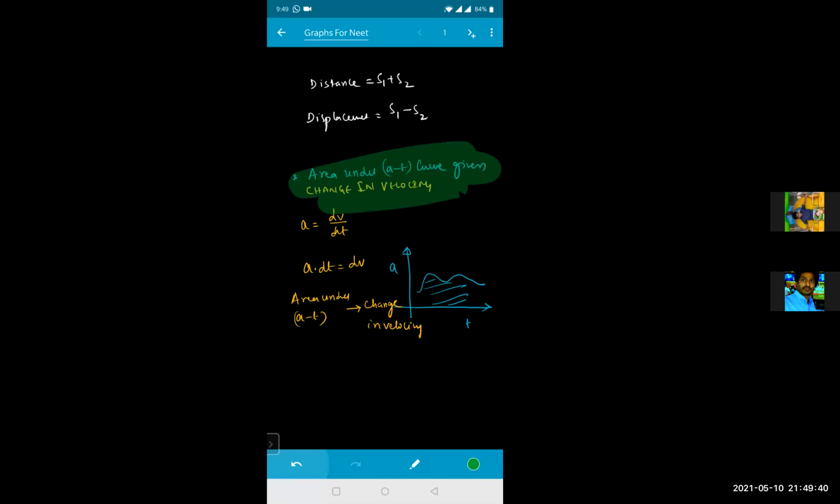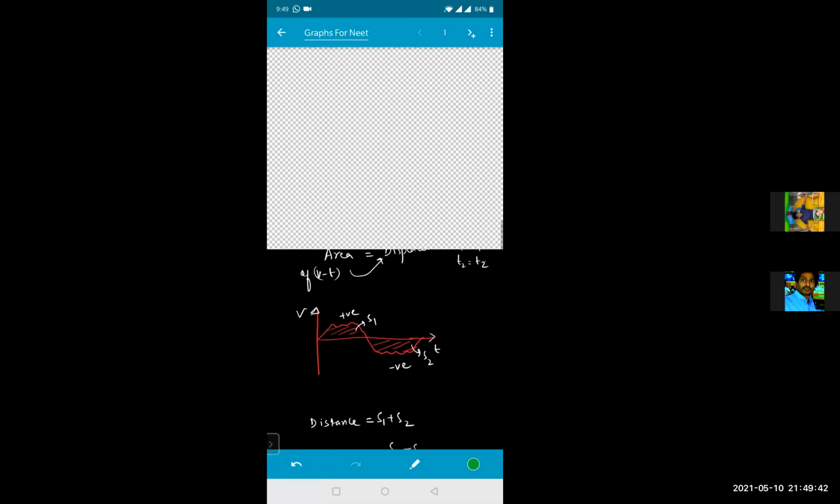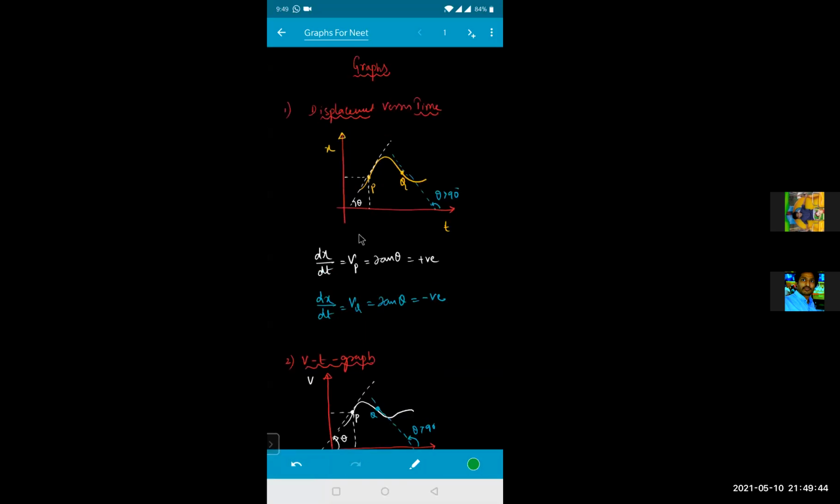Okay. So in the graphs, what has been done right now, beta, you tell me. What are we doing in the graphs part? In the displacement versus time graph, dx by dt will always give me what? Velocity, beta. dx by dt is the velocity of a point P. The slope of the graph, dx by dt, is nothing but tan theta. So tan theta is equal to the velocity of P.